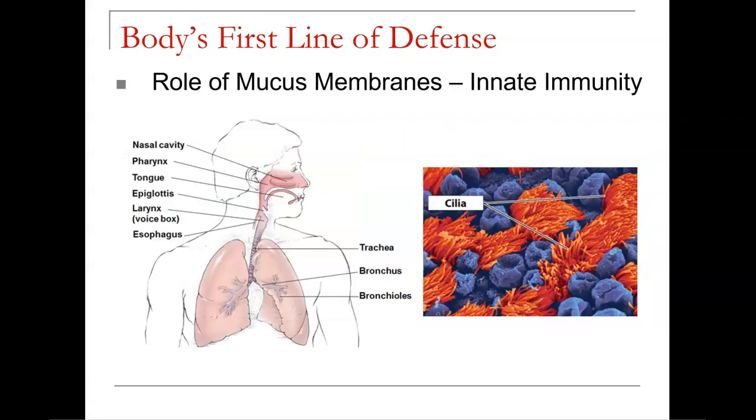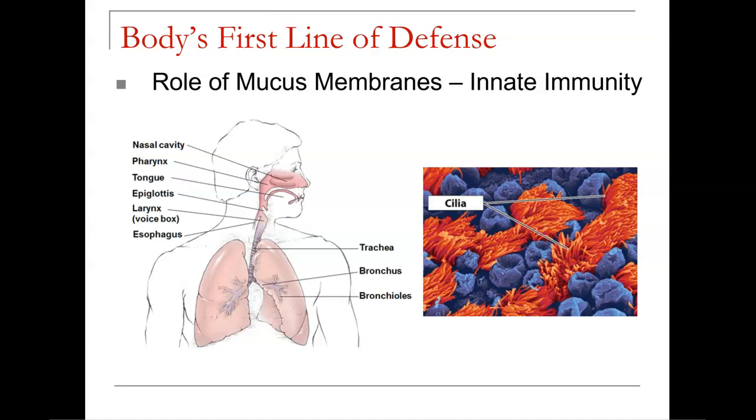Another first line of defense is going to be your mucous membrane. So they're part of that innate immunity. So the role of the mucous membrane is that it's going to line the lumens of the respiratory, urinary, gastrointestinal, and reproductive tracts. Now, lumens are going to be openings in tubes, or openings or holes through tubes. They're going to play two roles. They have a mechanical role, and they're also going to have a chemical role again.